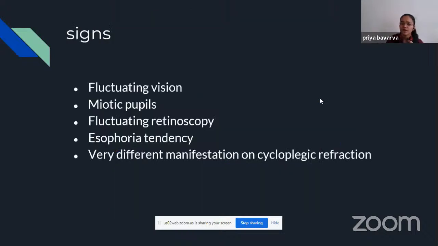And the signs of pseudomyopia are fluctuating vision, miotic pupils, and fluctuating retinoscopy. Remember, in the normal clinic we perform retinoscopy in 2 minutes and then write the prescription. But in this case we are not going to go fast, because when we go fast, we miss important findings, like the retinoscopic reflex being bright to dull. So take some time and then perform the retinoscopy. There is also an esophoria tendency and very different manifestations on the cycloplegic refraction.